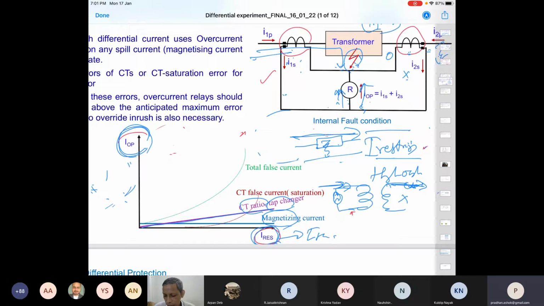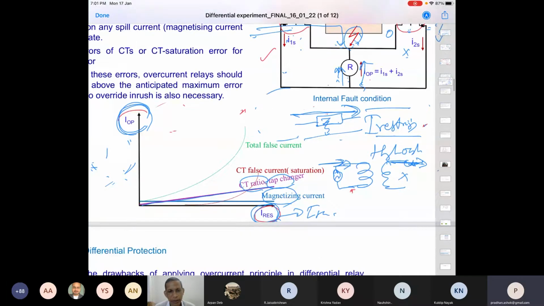So the current flowing through both windings of the transformer, in the case of a through-fault or external fault, is called through current. In that situation, the relay should not function. That through current is proportional to the restraining current.